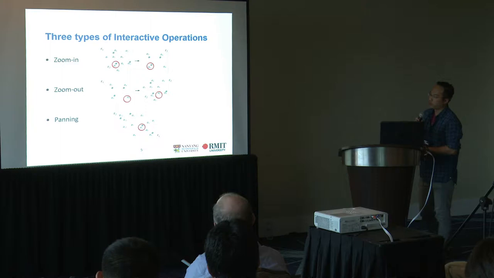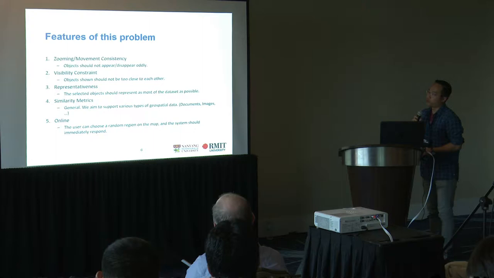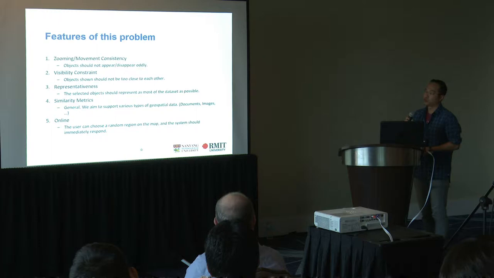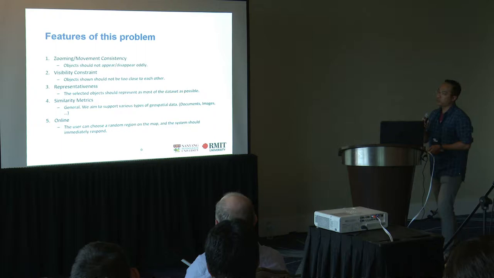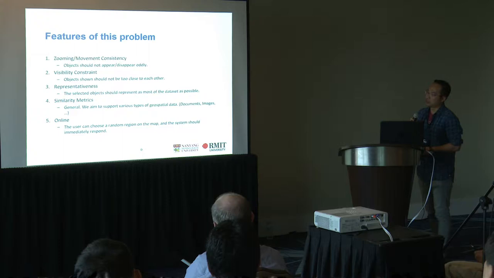So our work has the following features. We first considered the zooming and movement consistency, and we also considered the visibility constraint. It means that the results shown on the map should not be too close to each other. And we want the result to be representative. It means the result should represent the whole data set as much as possible.